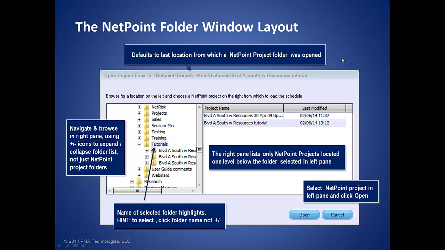Let's take a closer look at the NetPoint folder window layout. These windows will default to the last location from when a NetPoint project folder was opened. You'll see on the left-hand side a pane to navigate. Use the plus and minus icons to expand or collapse these folders. Once you find the location where your NetPoint project folder is stored, you select that folder, and then it will populate the right-hand side with any available NetPoint project folder.